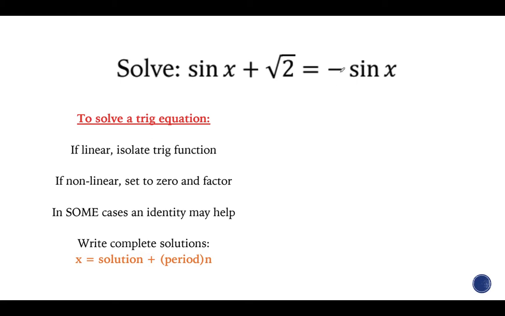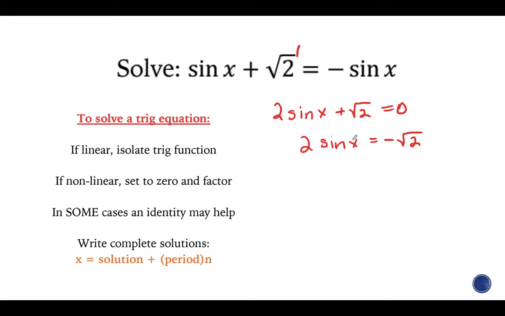So if I take sine of x plus sine of x, all right, that's going to give me 2 sine of x. And then I have this plus square root of 2, and we're equal to 0 right now, right? So I've just taken this sine of x, and I've added it to the other side, all right? Now, again, our goal is to isolate the trig function. So now I'm going to take this square root of 2, I'm going to move that to the other side. So that's going to give me 2 sine of x is equal to a negative square root of 2 when I move that to the other side, all right?